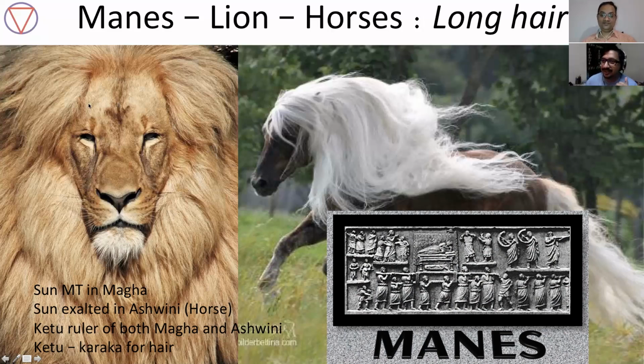So there is a strong connection between the Ketu Nakshatras of Magha and Ashwini, that is clearly implied. Both these natives would be inclined towards having long hair. That's why you find many rock stars, and you say someone has a rock star look because they have long hair, because they literally feel like the lion when they have long hair.